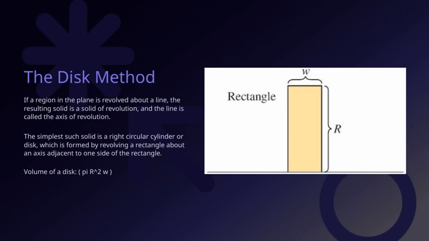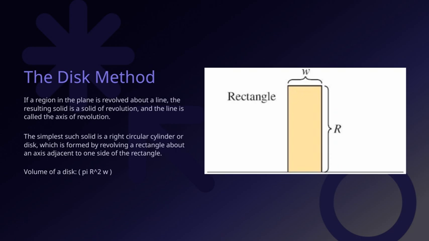Now, let's take a closer look at the volume of a disk, which is given by the formula pi r squared times w. This formula essentially describes how we find the volume when a shape is revolved around an axis. The simplest example of such a solid is a right circular cylinder, or simply a disk. Imagine revolving a rectangle around an axis that runs next to one of its sides. That's how this shape is formed.